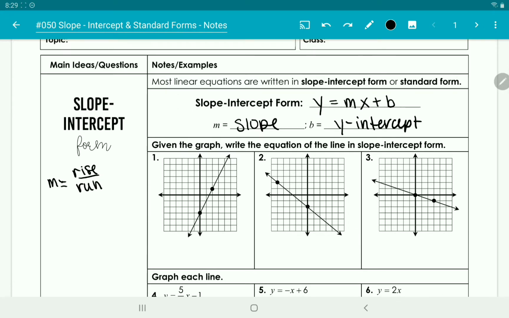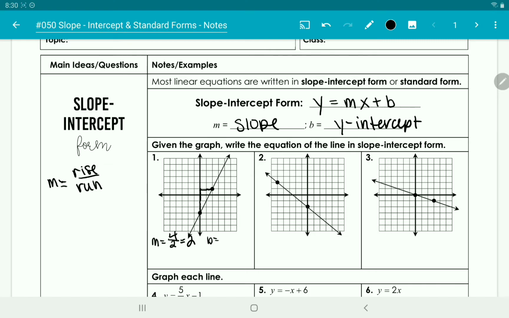Given the graph, we're going to write the equation of the line in slope-intercept form. So for slope-intercept form, we need the slope, and we need the intercept. So first, let's look for the slope. I'm going to start out by determining whether it's going to be positive or negative. You can see that this one's clearly a hill going upward from left to right, so it's going to be positive. So rise is how far up it goes. You go 1, 2, 3, 4 to get to there. Over run is 1, 2, and 4 over 2 is just 2. So m, the slope, is 2.